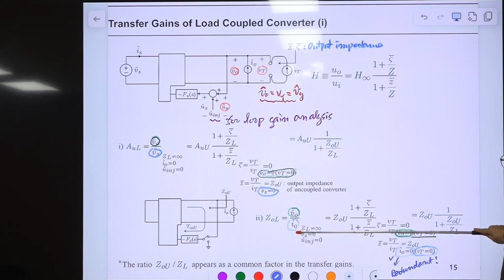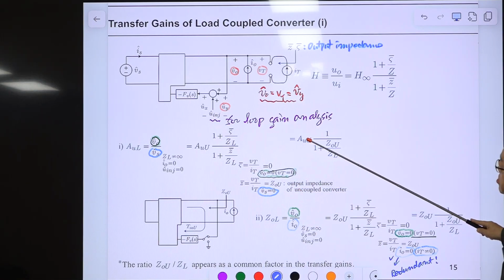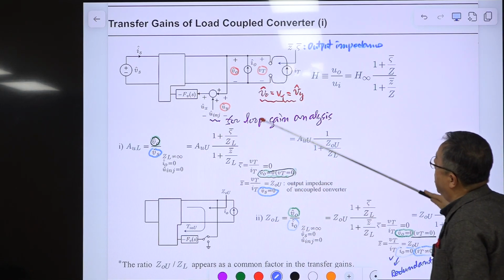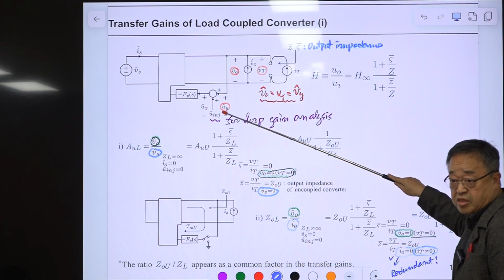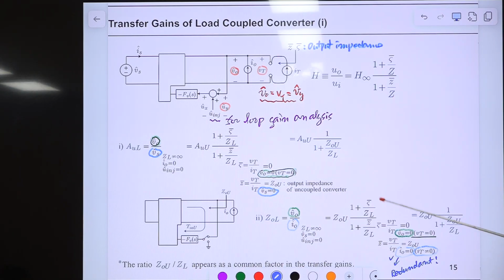And GL is not infinity, GL is present. Then this is a linear system. So Vs is 0, so this is shorted. And we don't care about this. We are not analyzing loop gain. We are analyzing the output impedance of the load coupled converter. So this is the equation. First you need to evaluate this, and the definition of this is the ratio between this.